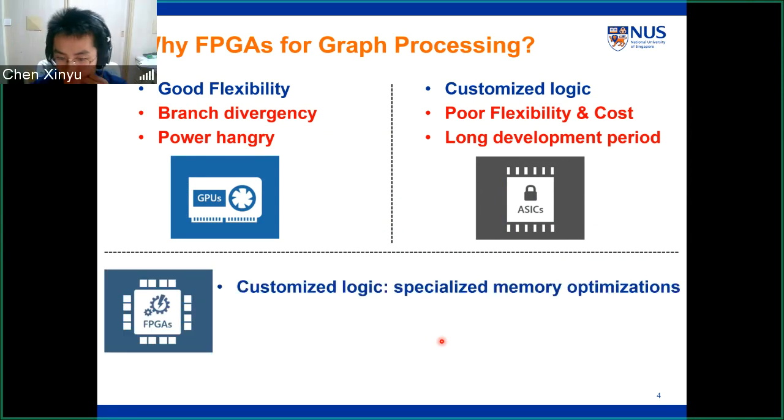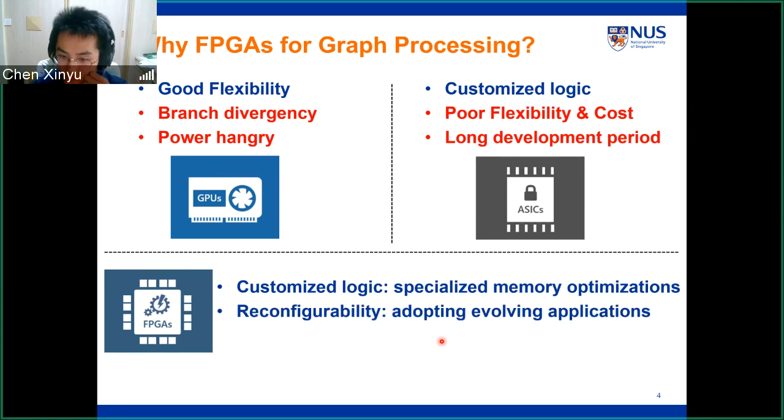Firstly, you can also enjoy the magic of hardware customization as with ASICs. So you can have specialized memory optimizations for your graph processing. Secondly, it also has reconfigurability. We can actually change the bitstream of the FPGA to adapt to evolving graph processing applications.